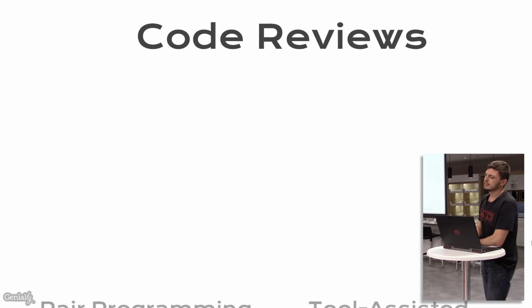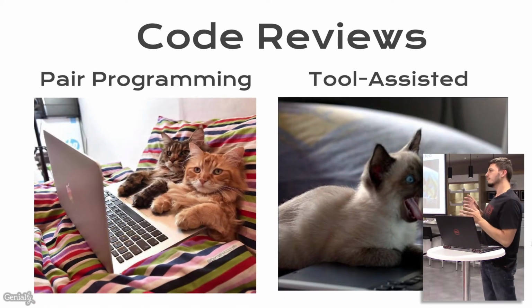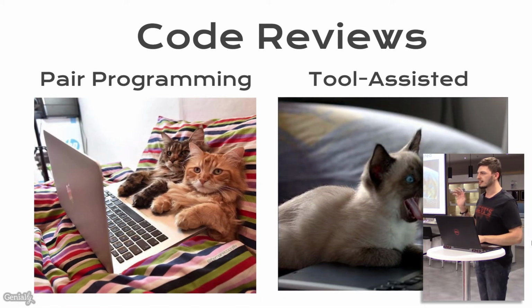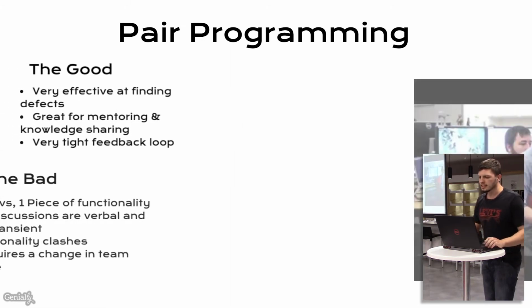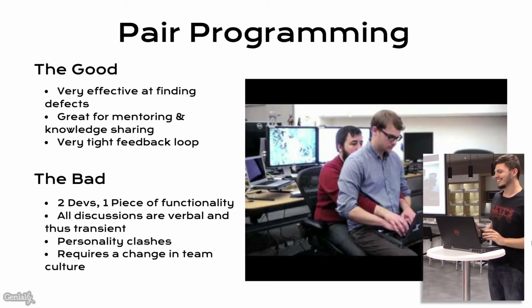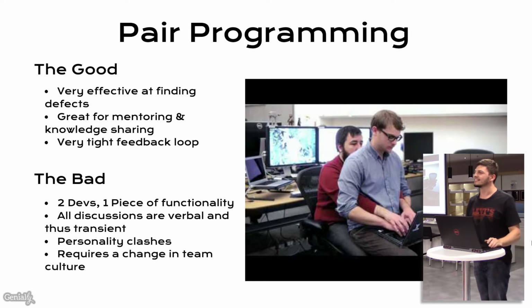So starting with code reviews, I find there are two major ways of code reviewing. That's pair programming and your tool-assisted reviews, such as your code reviews on Bitbucket and GitHub. I'm going to go a bit more into detail in each of these, but the talk overall will be a bit more high level. So with pair programming, as with all things, there's a give and a take, a good and a bad, if you will. What I find with pair programming is it is extremely effective at finding defects really early.